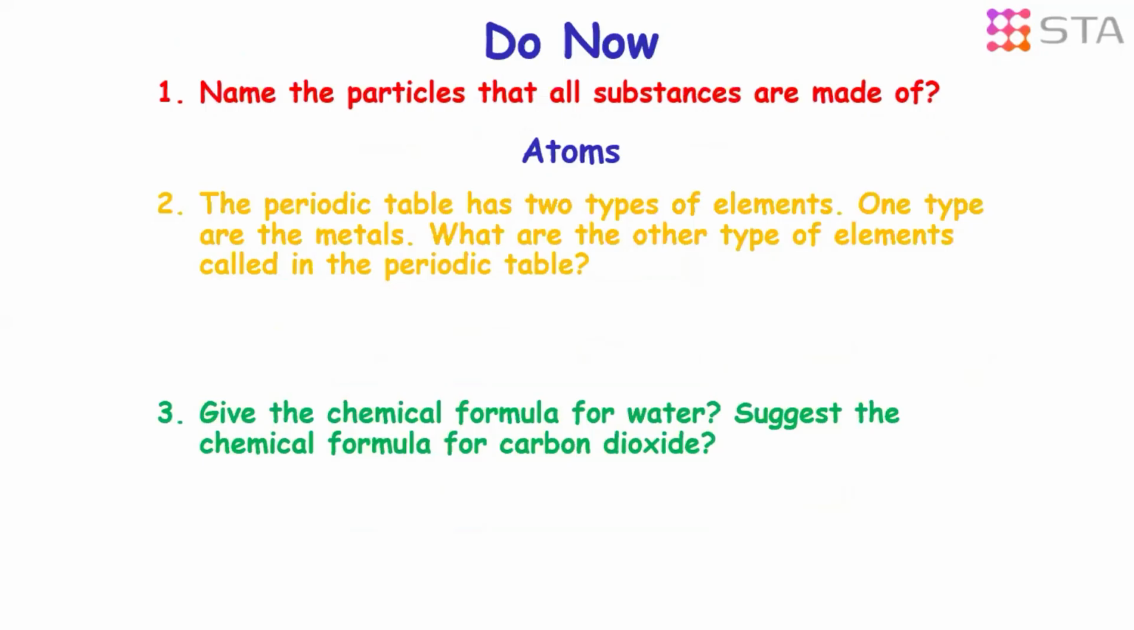The answer is non-metals. Question 3, give the chemical formula for water. Suggest the chemical formula for carbon dioxide. So the first part of that question, the chemical formula for water is H2O. And the second part, suggest the chemical formula for carbon dioxide. The chemical formula is CO2.